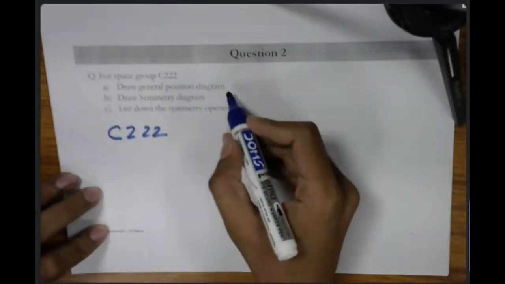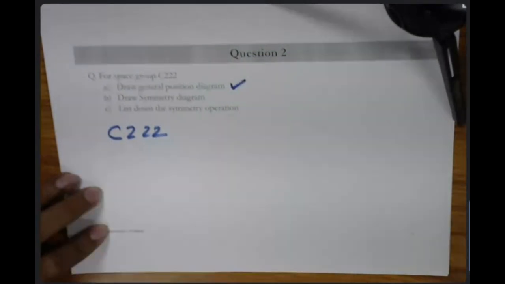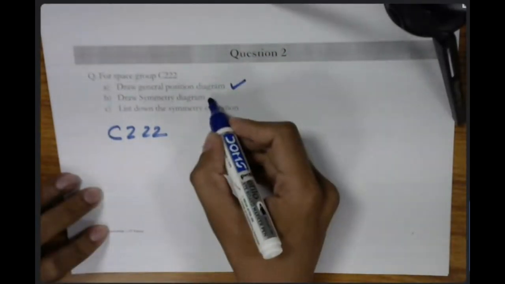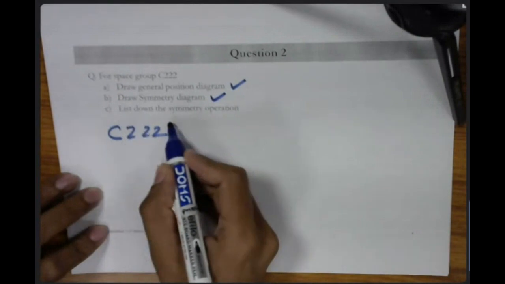What this question is asking us: a space group is given, C 2 2 2. We need to draw the general position diagram, we need to draw the symmetry diagram, and then we have to list down the symmetry operations. These are the things that we need to do. We'll do all of them simultaneously. So let's start with the general position diagram.